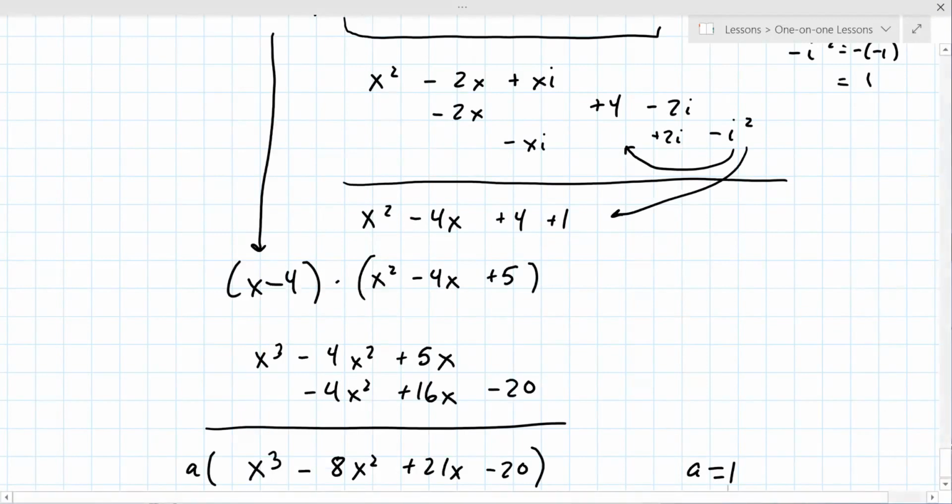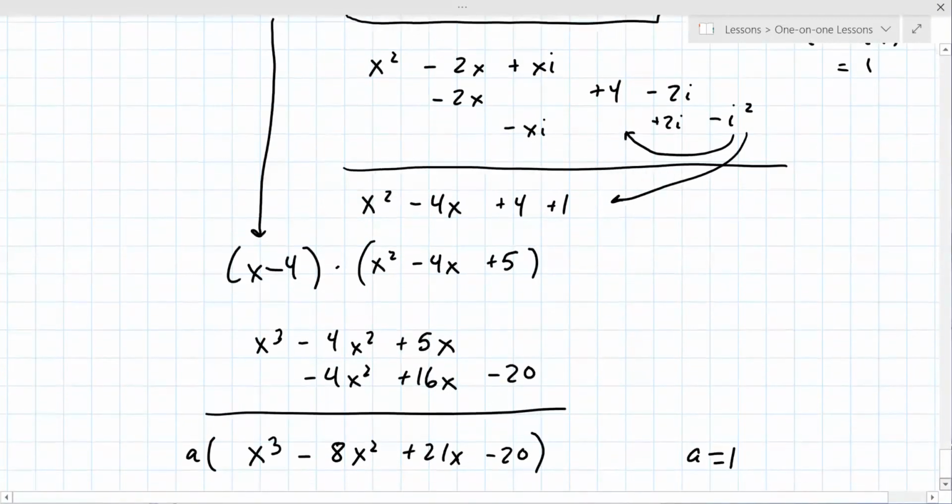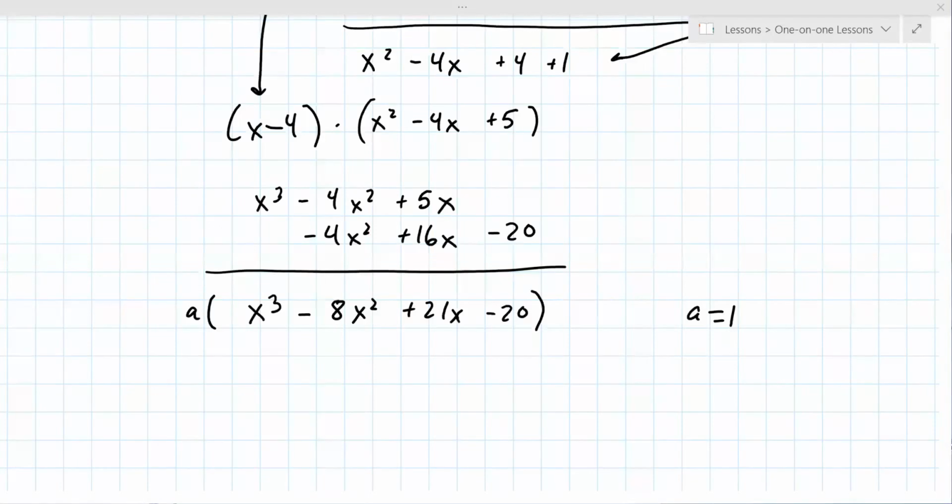I'm sorry, I don't remember which is the next problem for us to look at. Number 3. Number 3.